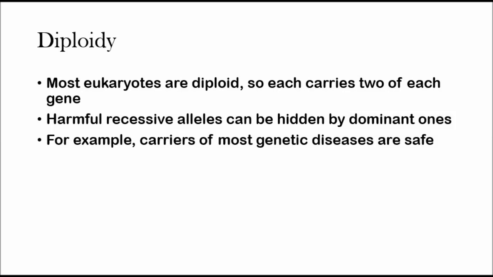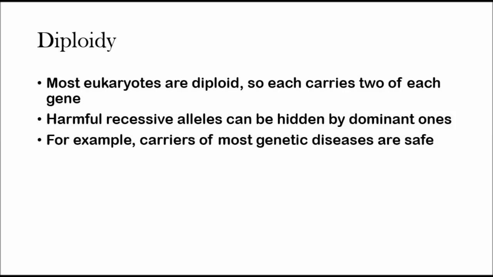Okay, so what is diploidy? Most eukaryotes are diploid. So let's back up. What's a eukaryote? A eukaryote is an organism which has cells, and those cells have membrane-bound organelles. They're typically complex, and they have a nucleus. Okay, those are three big things that characterize eukaryotes, and they're diploid.